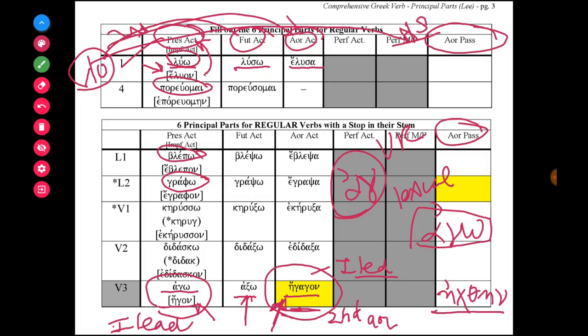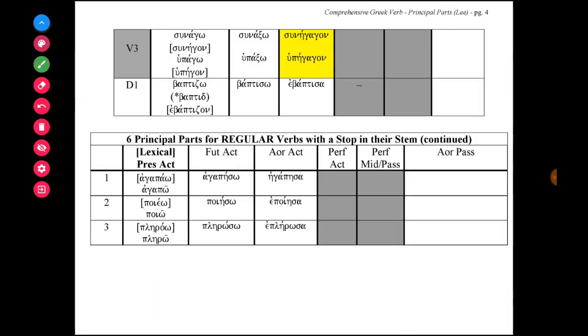So as you go through this chart, please review the forms you should already know, the present active, future active, and aorist active, and fill in all the aorist passive forms. When you go through the handout, notice that I've divided the verbs into groups. I've given you regular verbs. I've also given you verbs with stops. And I've also given you contract verbs.